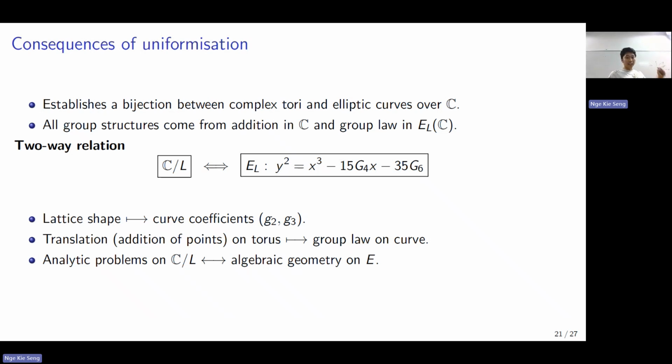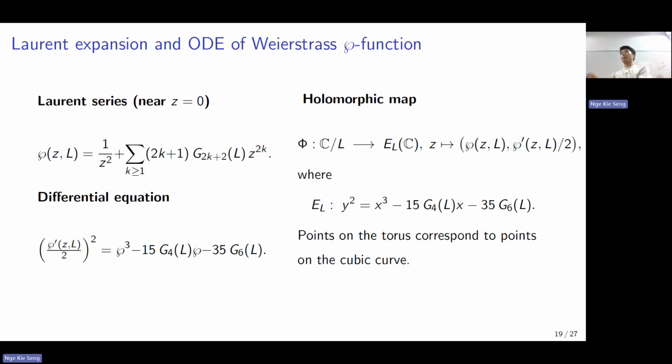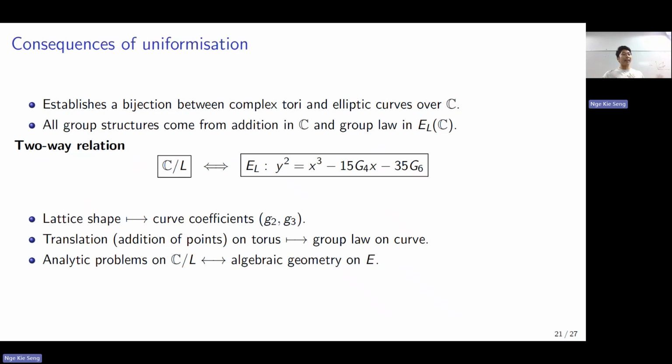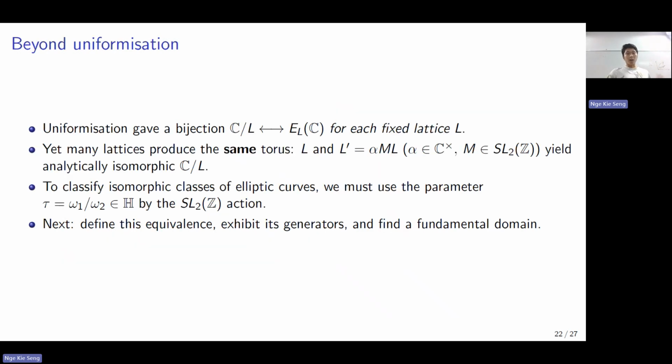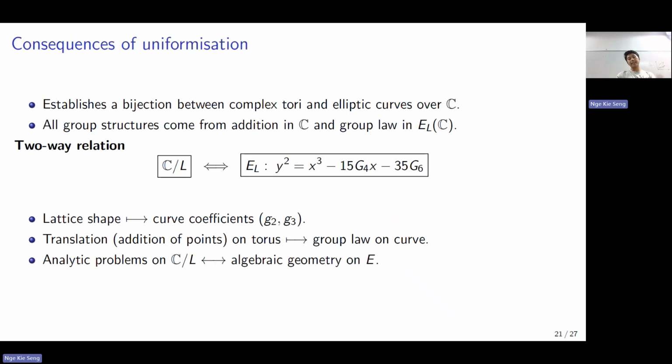Remember that this mapping, the Weierstrass P function, also maintains the group law. This means that the addition in this parallelogram maps to the group law on the elliptic curve. This is a very important property. If we want to go beyond the uniformization, we will notice a problem. Let's say C(L): there are actually things that are isomorphic to C(L), as we have said before.